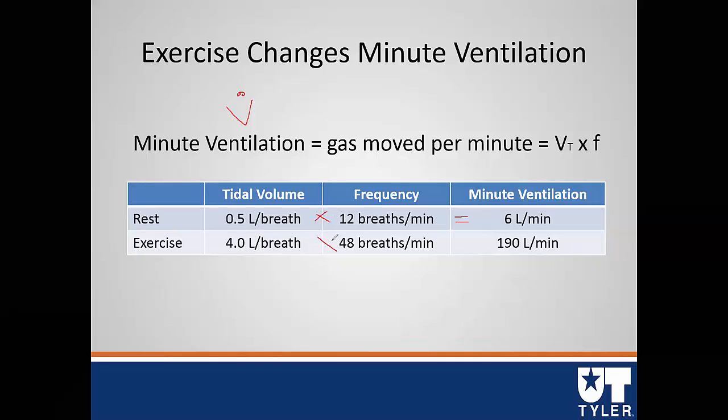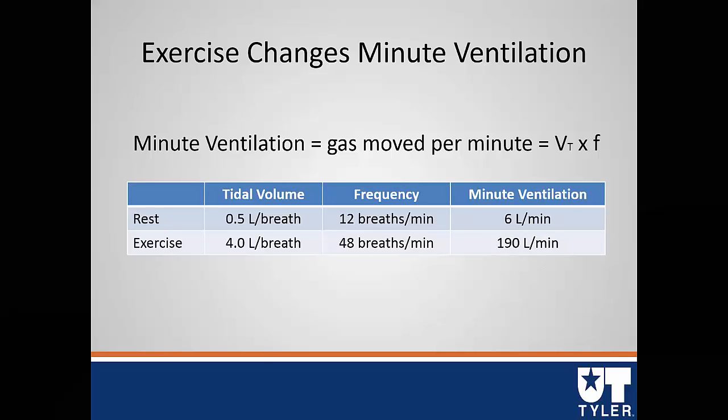which gives us 6 liters. However, during exercise, we're going to increase our tidal volume, as we just saw in that last slide, plus we're going to breathe a lot faster. So as you can imagine, in pretty intense exercise we can breathe more frequently, and therefore we not only increase tidal volume and frequency, but these result in a much larger minute ventilation, or volume of air that is getting into the lungs to deliver oxygen for metabolism.